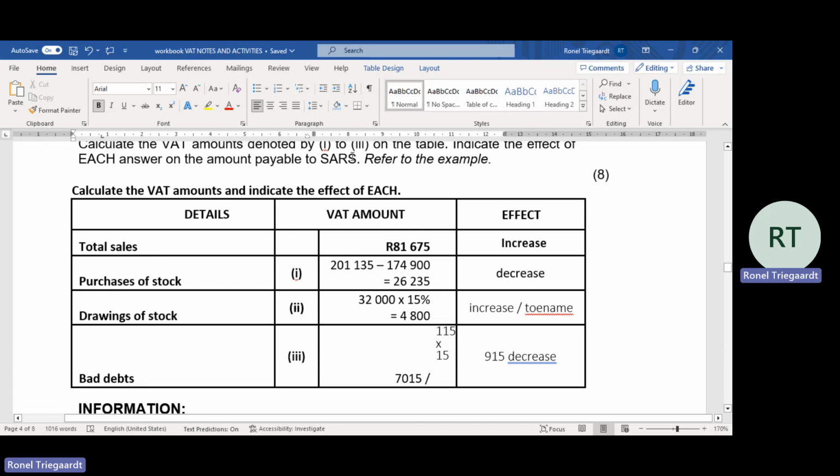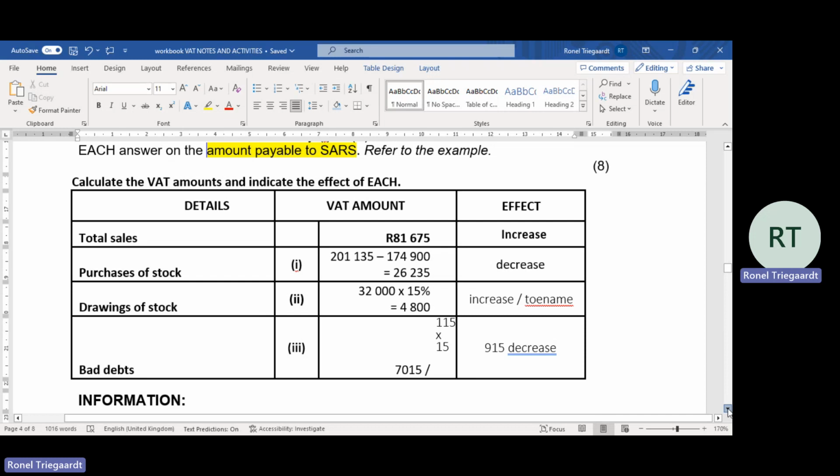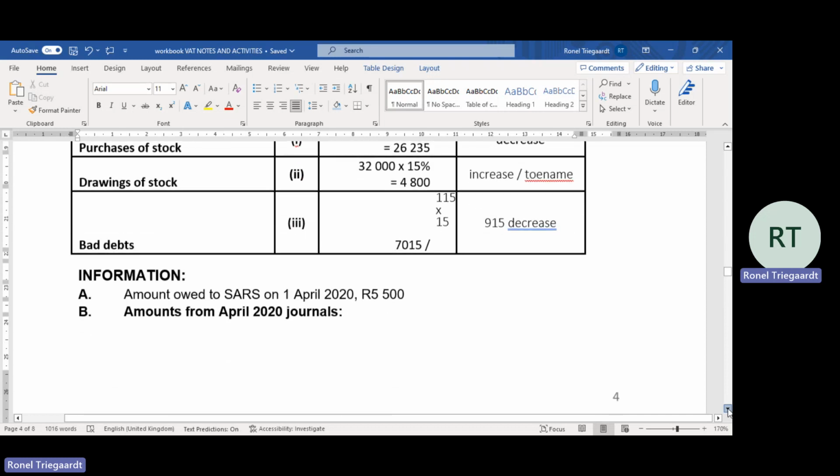Did you see they want to know what is the effect on the amount payable? Hulle wil weet wat is die effek van wat jy ook al moet uitwerk op die bedrag betaalbaar aan SARS. Het julle gesien? Make sure that you read the question from the start. Dan die inligting, hom het ek nou vooraf gedoen. Jy het pas nou die sommetjies al gesien.